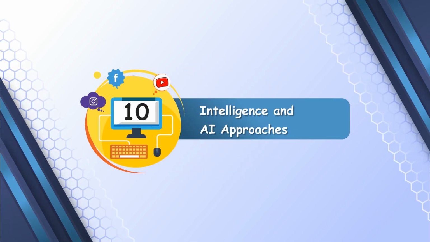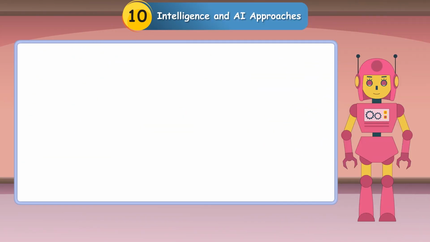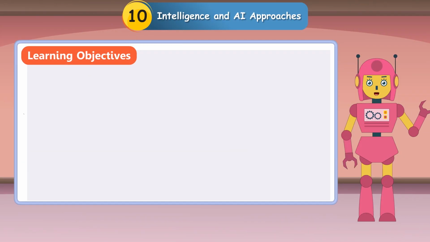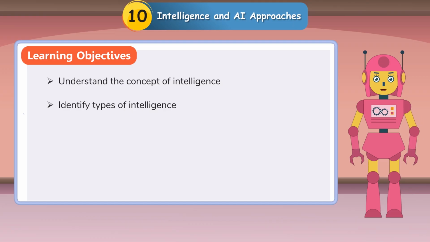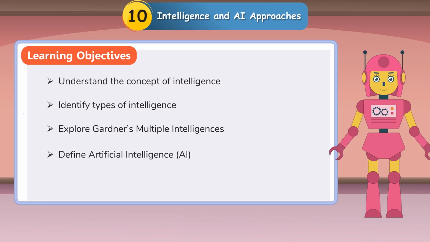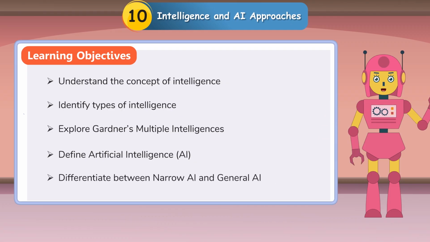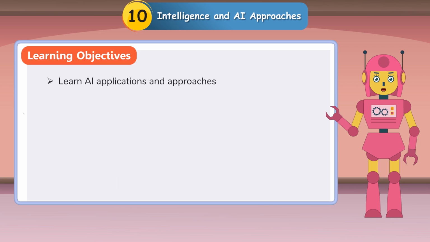Chapter 10: Intelligence and AI Approaches. Learning Objectives. Understand the concept of intelligence. Identify types of intelligence. Explore Gardner's multiple intelligences. Define artificial intelligence (AI). Differentiate between narrow AI and general AI. Learn AI applications and approaches.